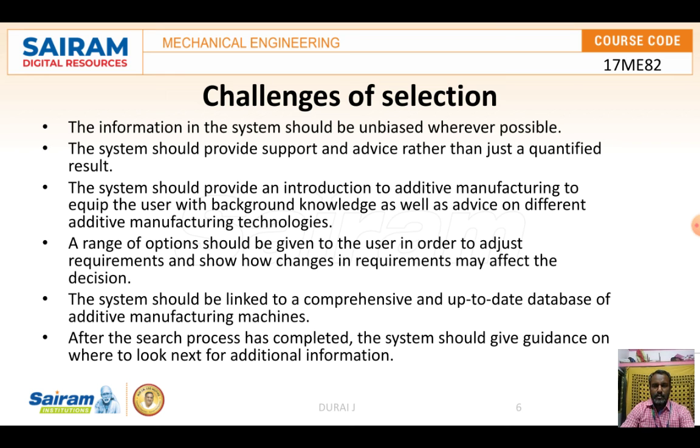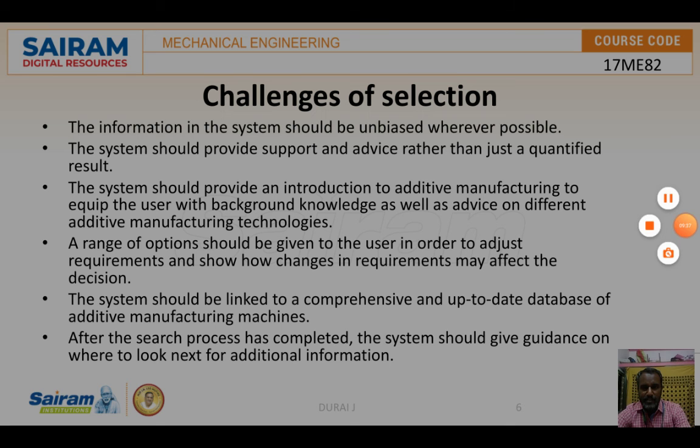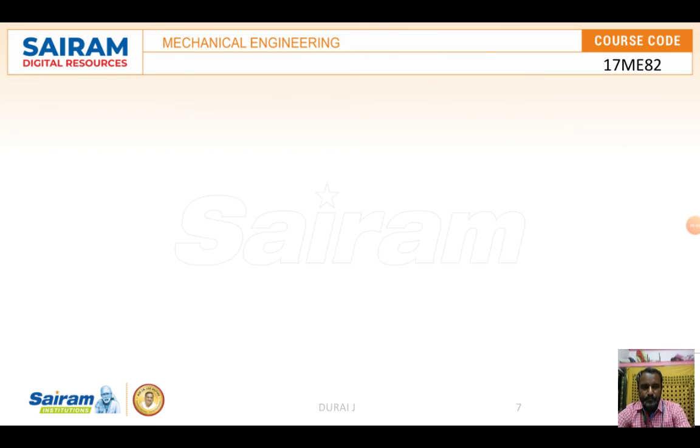The next challenge is that the system should be linked to a comprehensive and up to date database of additive manufacturing machines. And the last challenge is that after the search process has completed, the system should give guidance on where to look next for additional information. Okay, so with that, the selection of AM methods for parts topic is over in the additive manufacturing process. Okay, thank you.